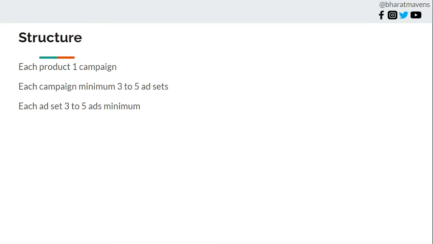Number 5. How to structure the campaign? We follow the very simple methodology of KISS, which is keep it super simple. Each product gets one campaign. Each campaign has 3 to 5 ad sets, and each ad set has 3 to 5 ads. That's it. Nothing complicated. Everything is very clear. We are testing all campaigns. All we are doing right now is testing the creatives. We don't have any scaling mechanisms yet. We don't have anything else.